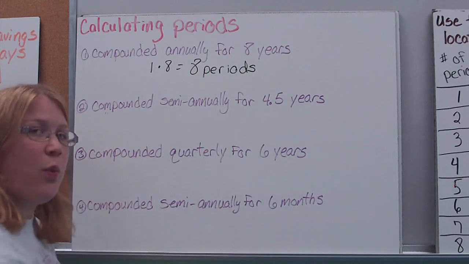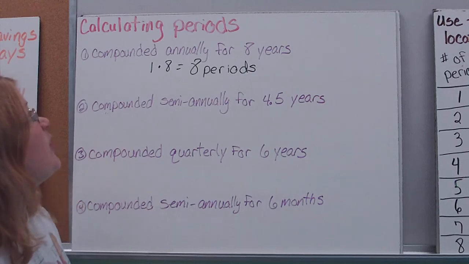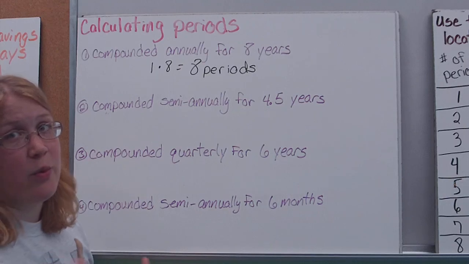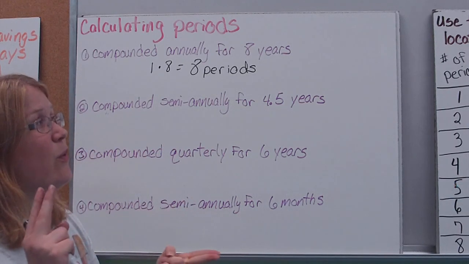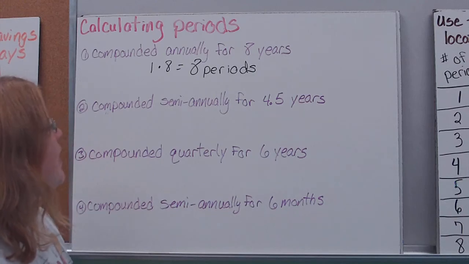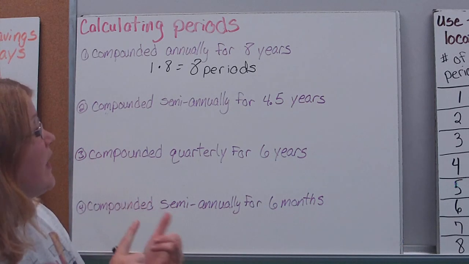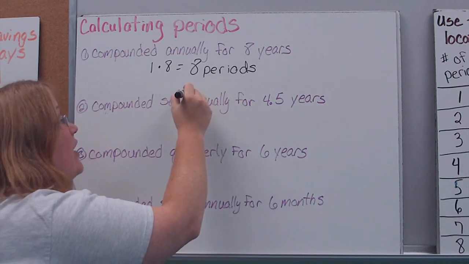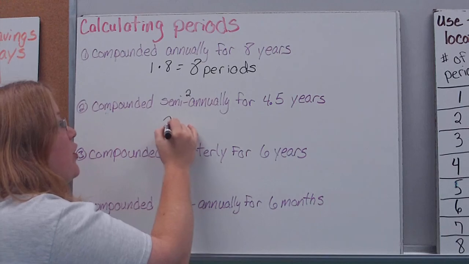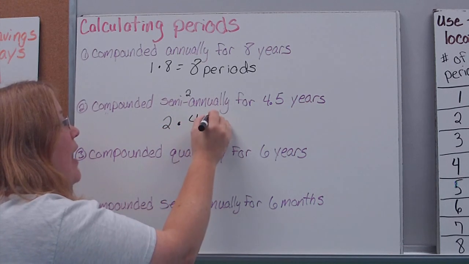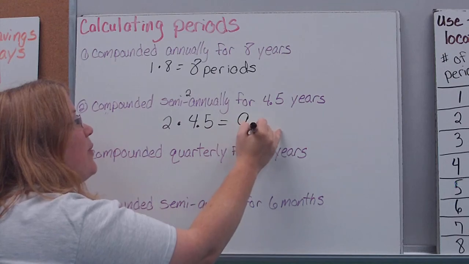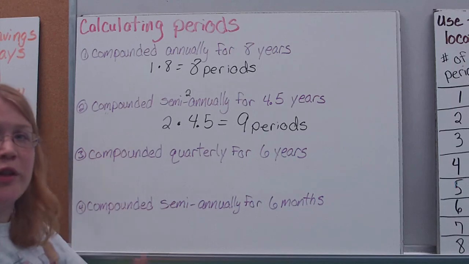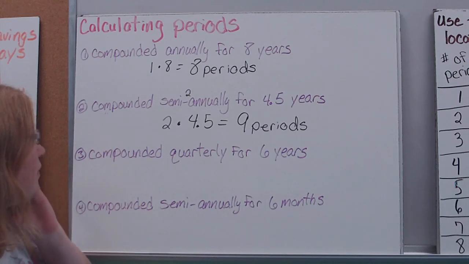All right, this is actually quite easy, but it does kind of throw kids off sometimes, which is why we're doing it. So how do I figure out how many periods it is? Because this is another number that we need when we're locating the chart. We need this, and then what the interest rate per period is, okay? So all we're doing is multiplying the number of years by how many times it's compounded a year, which is why we need to learn these. Semi-annually means twice a year. So 2 times a year for 4.5 years gives me 9 periods, or 9 sets of time where they're going to compound by interest. Okay?